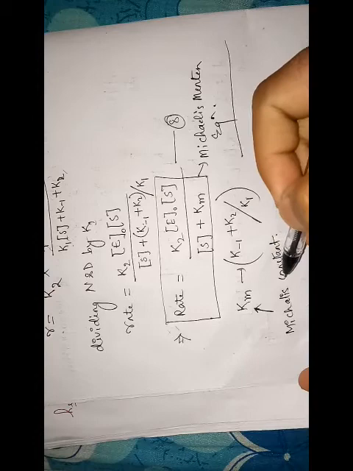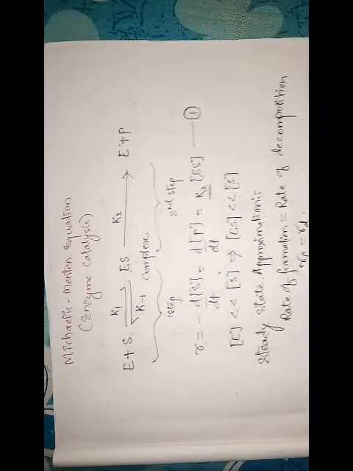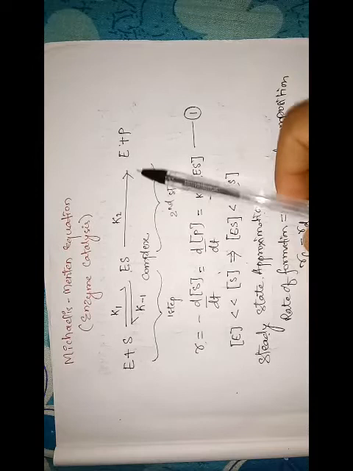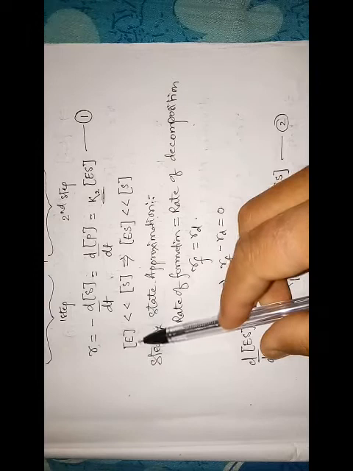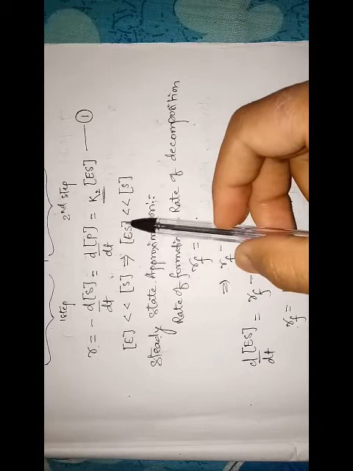So once again we can see that it's an enzyme catalysis. So this is the rate of the reaction that we need to consider. So rate is equal to this, that means decrease in the substrate and increase in the product is equal to K2 times concentration of ES. Then we will see that concentration of E is very very less than S, which implies concentration of ES is very very less than concentration of S.